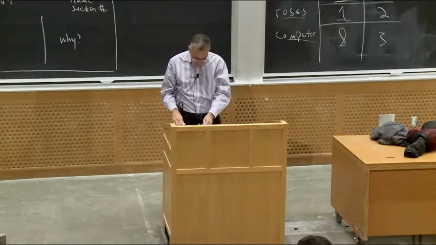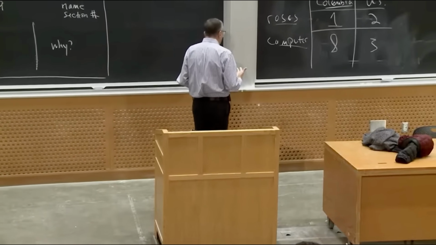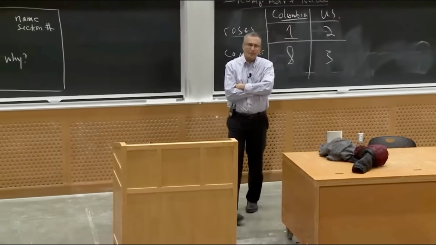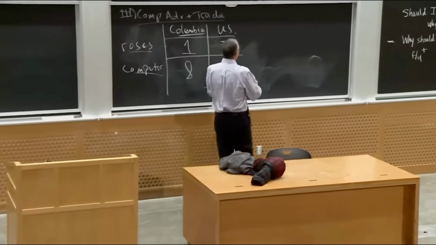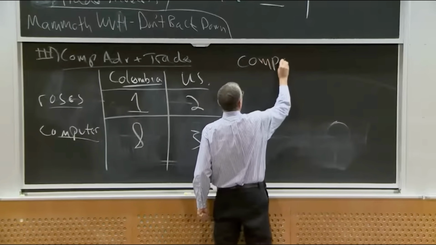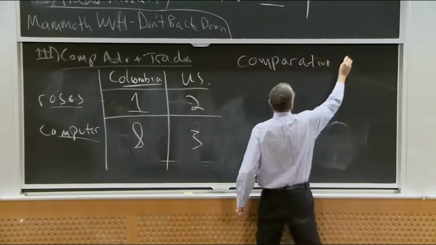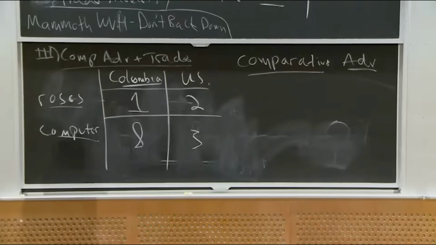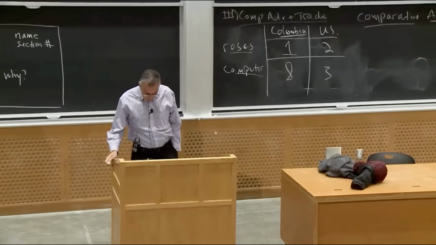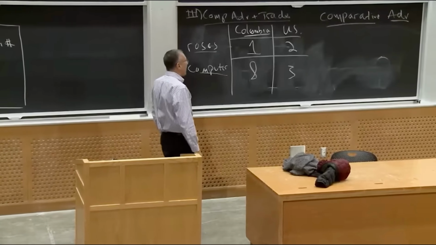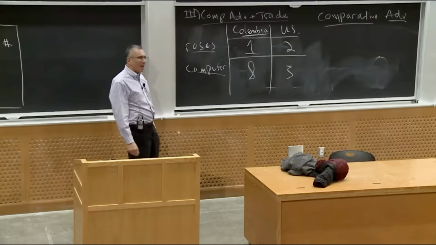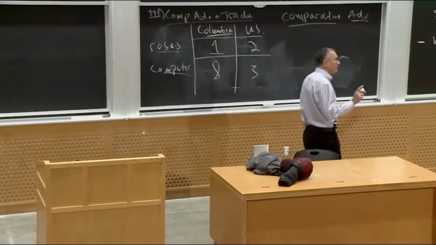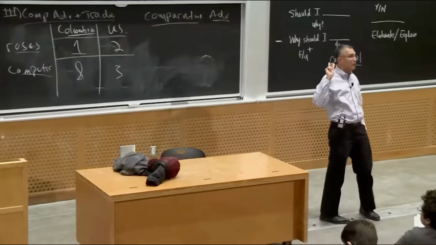Now, we want to ask who has the advantage in producing these goods. And the way we want to ask it is through the lens of comparative advantage. That is, we don't want to ask who's better at it. We want to ask who's relatively better at it. So, for example, who has the comparative advantage in roses? Well, to answer this question, we go back to opportunity cost. The reason we think of things in relative terms is because then we can express the opportunity cost mathematically.